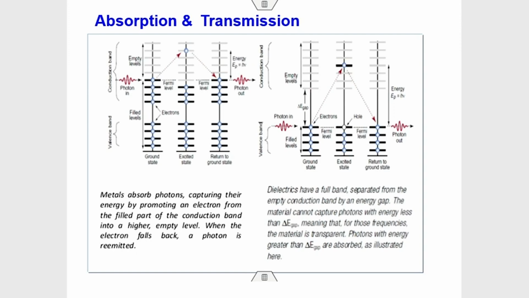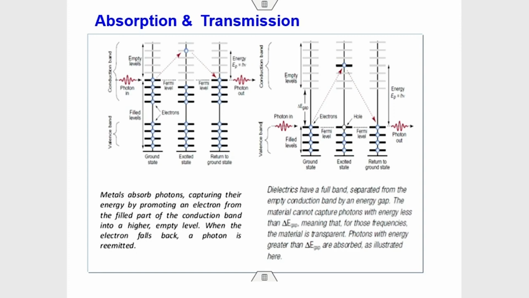So, meaning that for those frequencies, the material is transparent. If you are shining light with frequency corresponding to energies less than E gap, then it will not absorb. It will allow it to transmit through. But it is better, because why absorb energy which is not going to be useful, right?